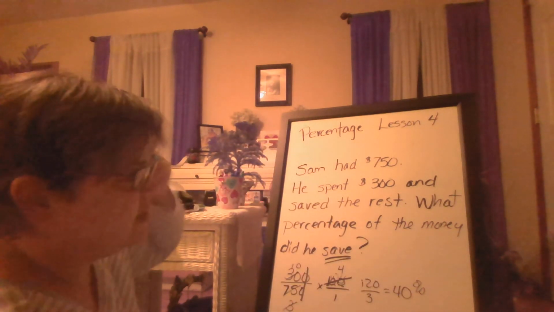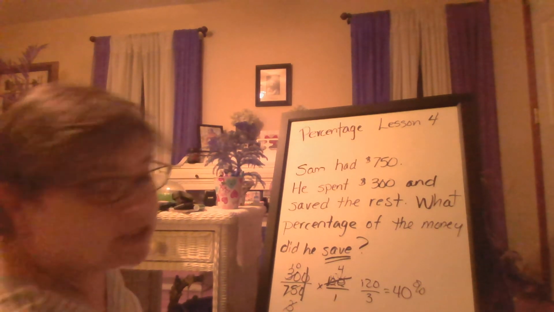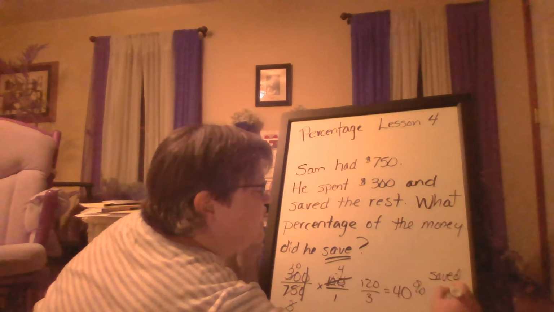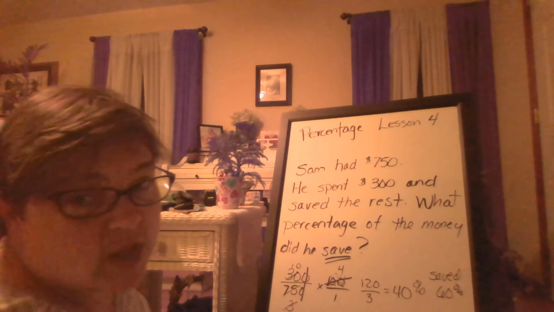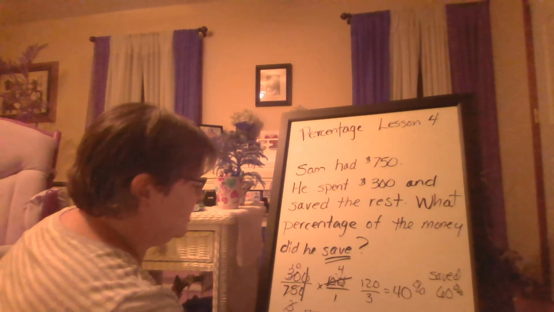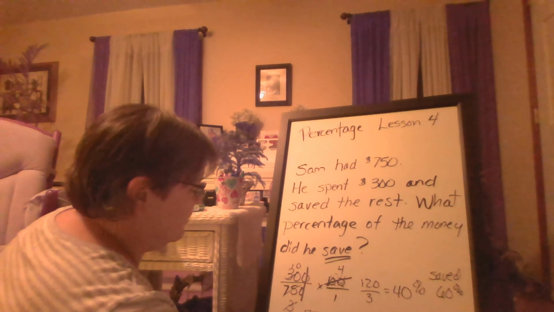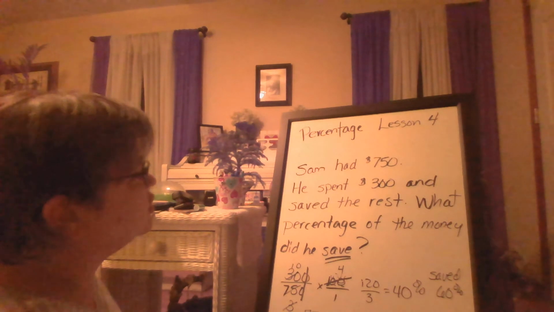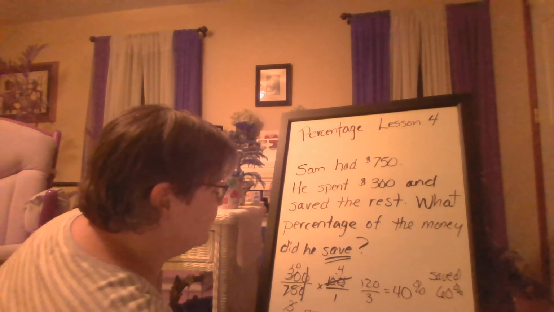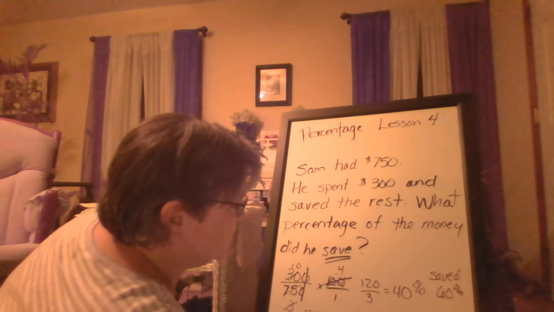So if he spent 40%, then of course he saved 60%, right? He saved 60%. Another way you could have done that is you could have said 750 minus 300 is 450. You could have said he spent 300 and he saved 450. And what percent is that? You could have said 450 over 750 times 100.